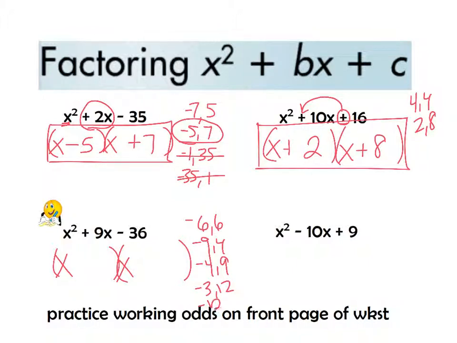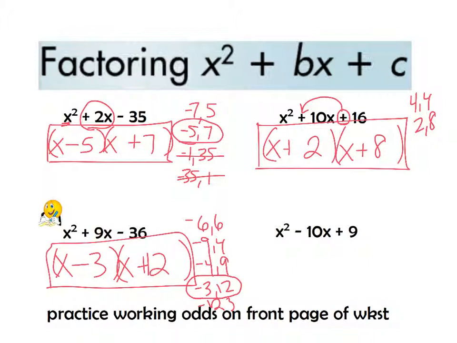Have you found the one I need yet? I need it to add up to 9. I think that one right there did that. Negative 3 and positive 12. That adds up to 9. So minus 3 plus 12. Oops, forgot my x there.